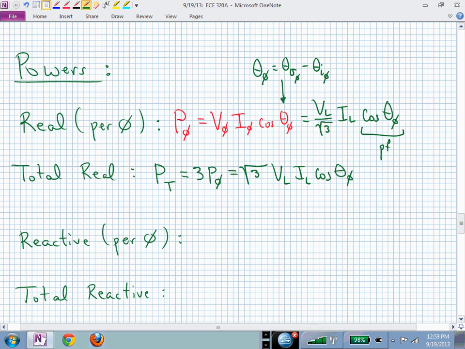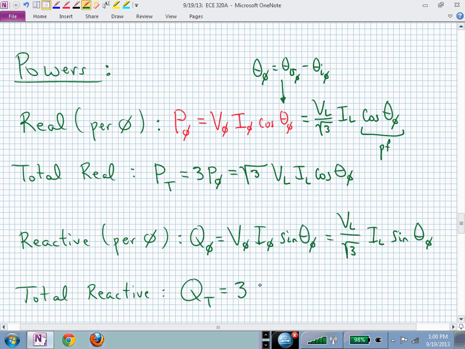What about the reactive power? That's the same, isn't it? Except now we have to use the sine of the angle. But this is now Q sub phi is V sub phi, I sub phi sine of theta sub phi, or V line over the square root of 3, I line sine theta sub phi. Now you know how to get the reactive power. Once you have the angle of the impedance, the line voltage, and the line current, you can generate the reactive power, either per phase or total.